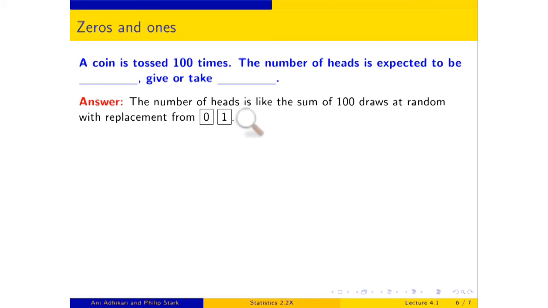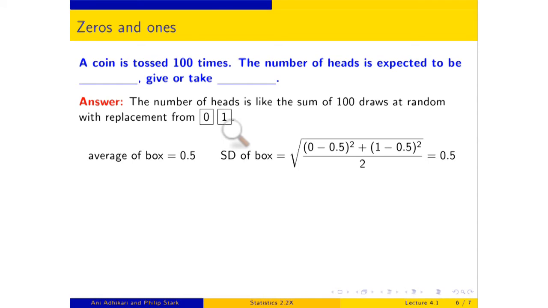So let's examine that one toss. The average of that box is clearly a half. The SD of the box is, well, 0 minus a half squared plus 1 minus a half squared, and then you average that, and then you take the square root, and the SD of the box is 0.5. This can be seen in very many different ways. For now, I'm just going to do the straight calculation. We're going to be looking very hard at this box in the future.